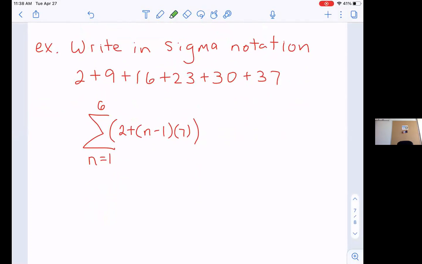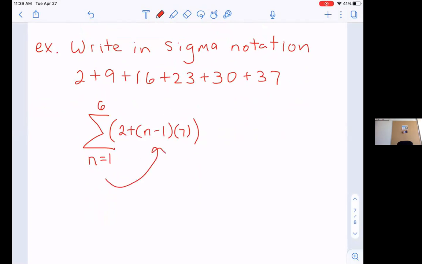So on your homework, you're going to be asked to do that. The first thing, and you can do it in any order you want, but I think it's easiest to find the equation first, like we did. And then these are always going to start at n equals 1 because we put the first term in the equation. And you can test that by plugging in a 1.